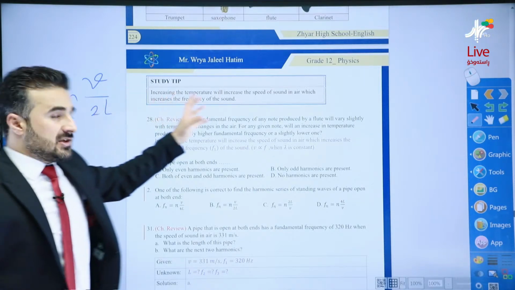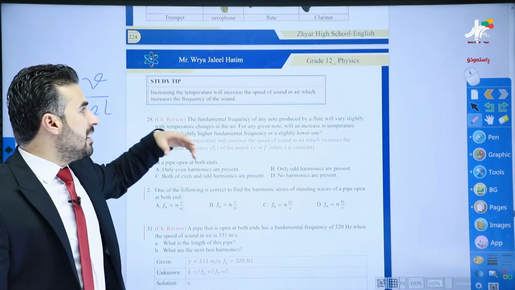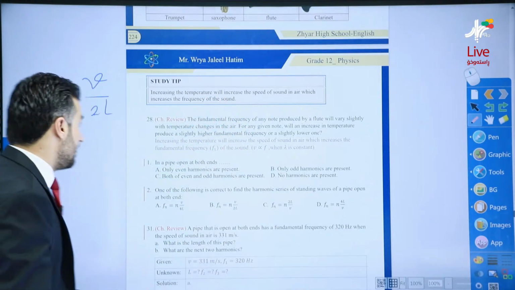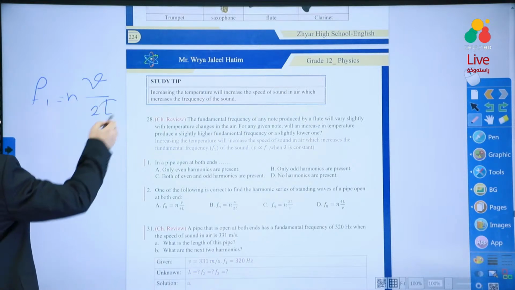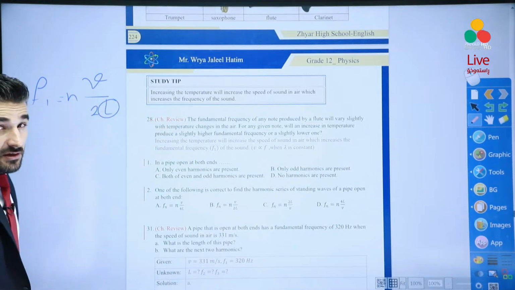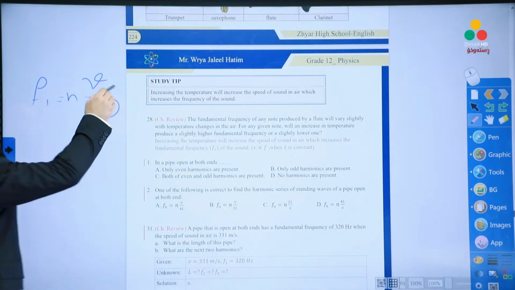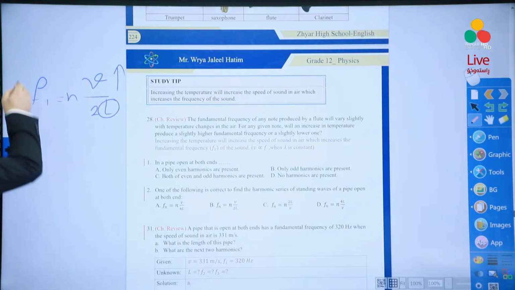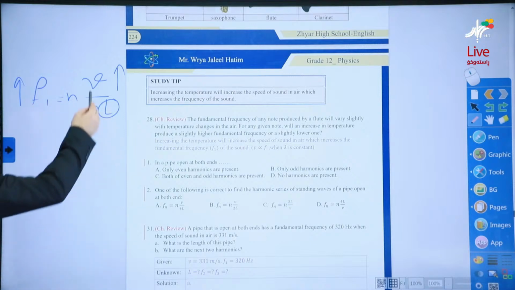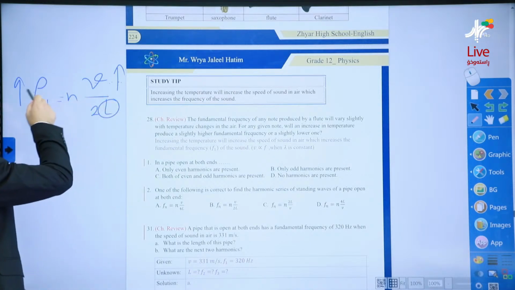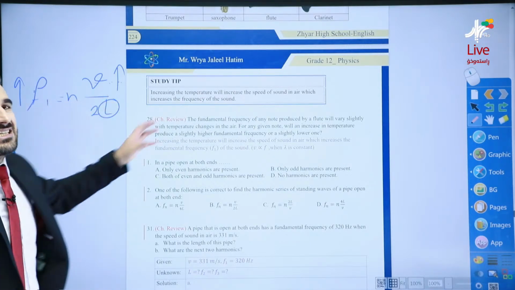But for this, when we're talking about the speed of sound in the air, you can see here, assuming that the length of this musical instrument doesn't change, by increasing the speed, what do you think will happen to the fundamental frequency? Because these two are directly proportional, increasing the speed here will increase the fundamental frequency slightly.